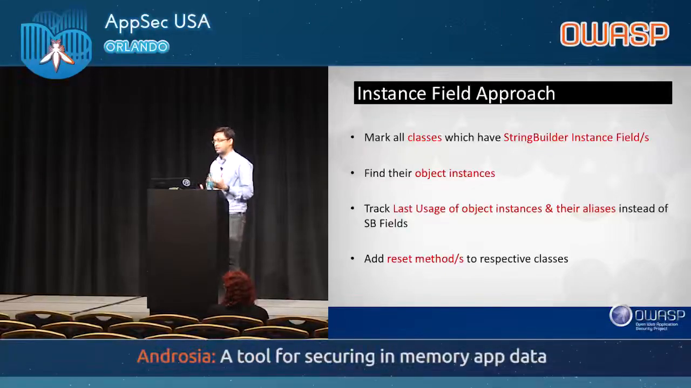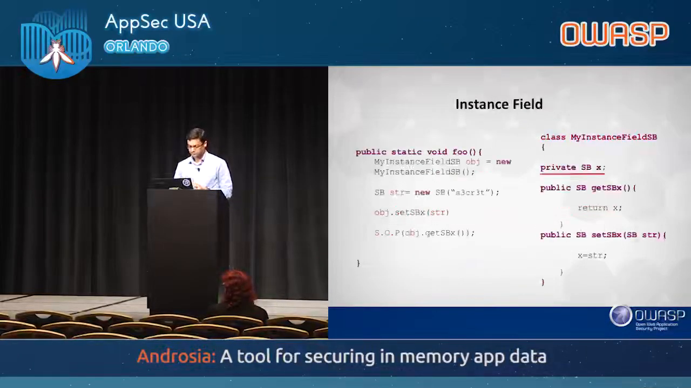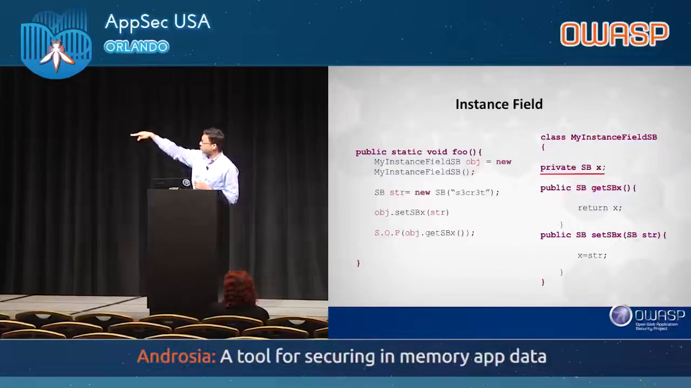And as you know, instance fields can have access modifiers specified on them, so we can't just reset them from anywhere. We need to reset them through a method belonging to that class itself. So we add reset methods to the specific class that we are tracking. Like here we have the instance field X, which is private. So we'll be adding a reset method inside the myInstanceField SB class, which will be responsible for resetting the variable X. And instead of tracking the string builder X, we'll be tracking OBJ, which is the instance of the class myInstanceField SB.